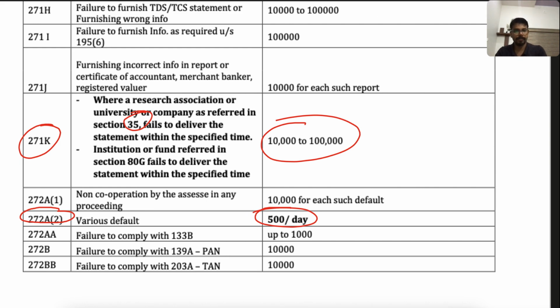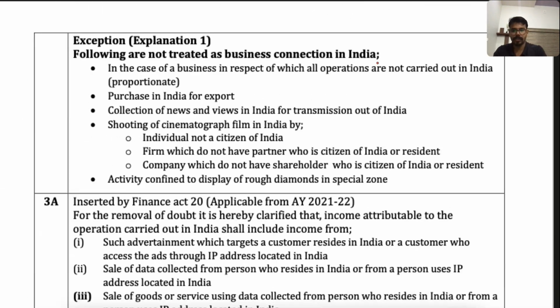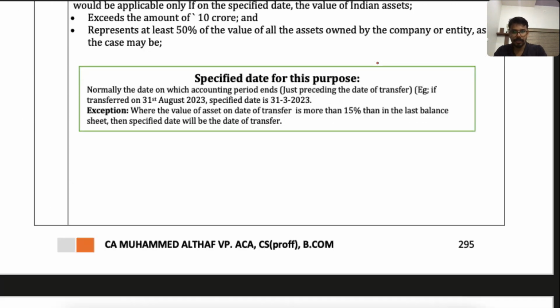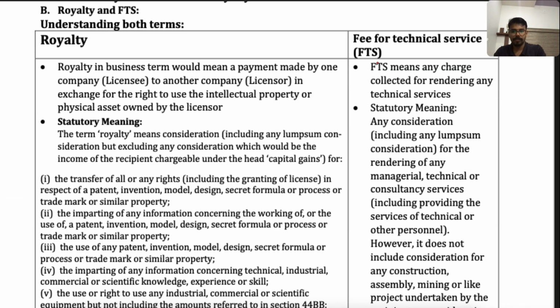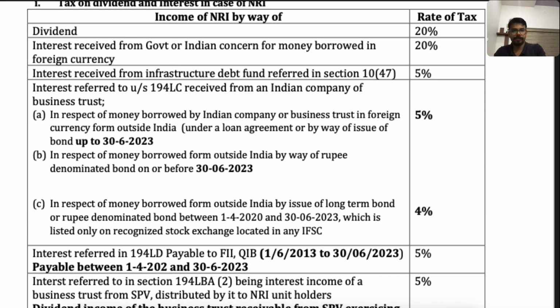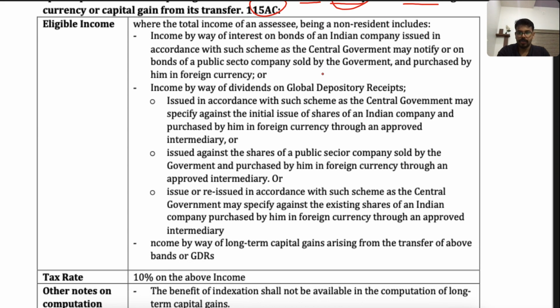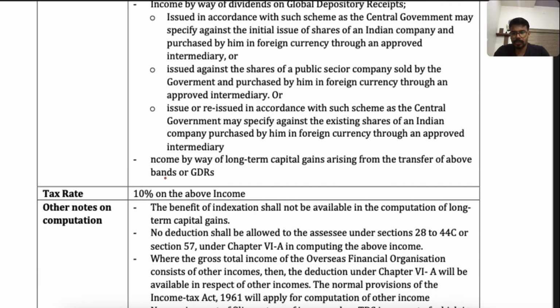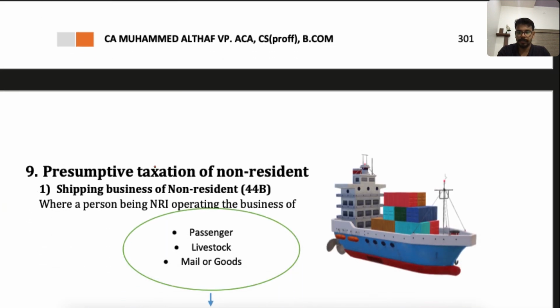Okay. And in case of non-resident taxation, we have a few amendments to discuss also. These are not the latest amendments. What is the amendment? Let's see. There is 115AC, a special provision for computing tax on income from bonds or GDRs, global depository receipts, purchased in foreign currency, right? So eligible income means interest on bonds or capital gains, whatever, and the tax rate is 10% on the above income. Then, yes, that's it.